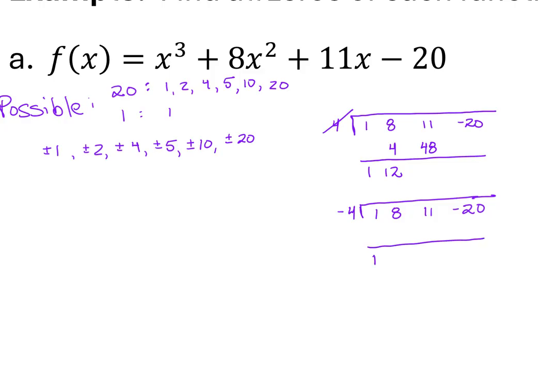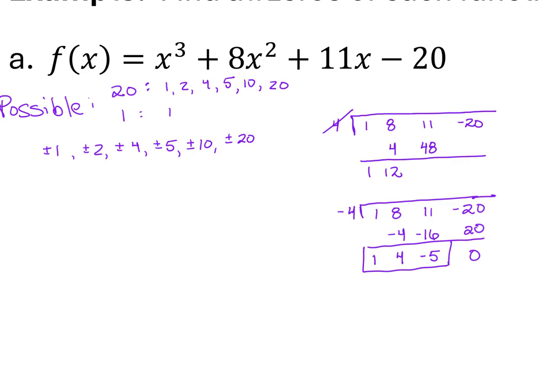All right, we have 1. We get negative 4. This is 4. We get negative 16. We add, we get negative 5. We multiply it, we get 20. We add, and we get 0. I was hoping it wasn't going to work out, but it did.